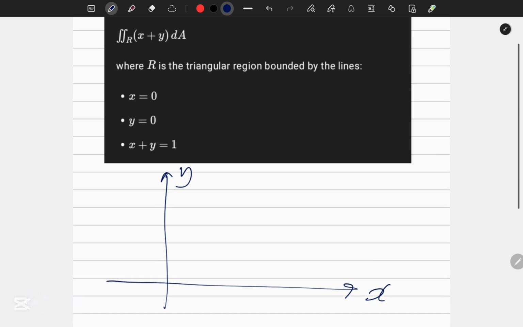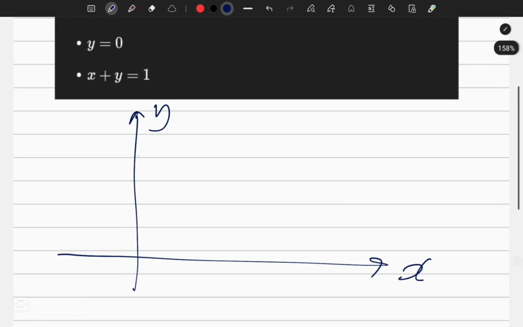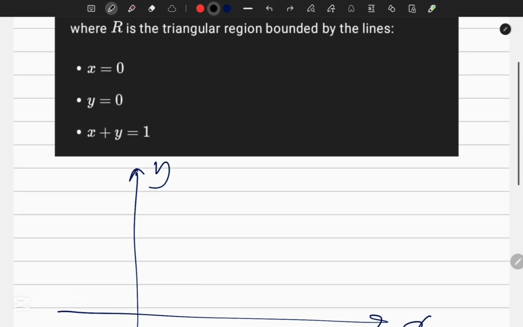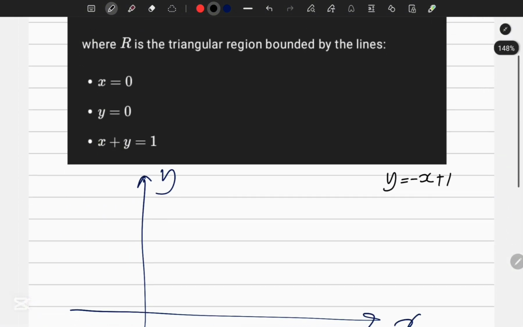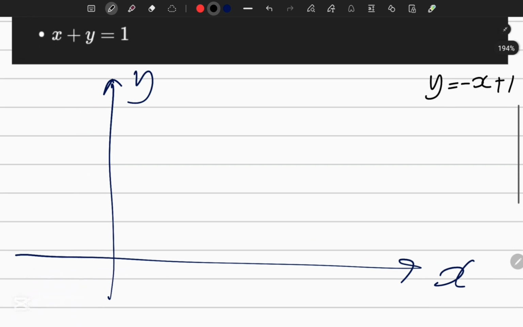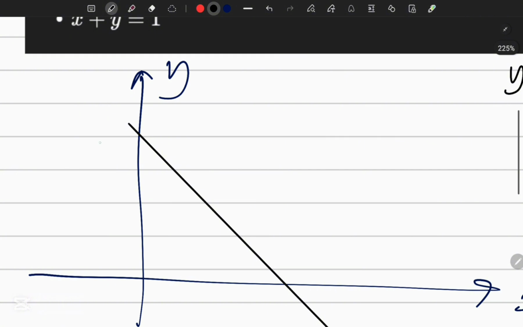So it says x equals 0. x equals 0 is this line. This is x equals 0. This is y equals 0. And x plus y equals 1, so y equals minus x plus 1. It is a line like this. This is 1. The gradient of this is minus 1. So this is x plus y equals 1.